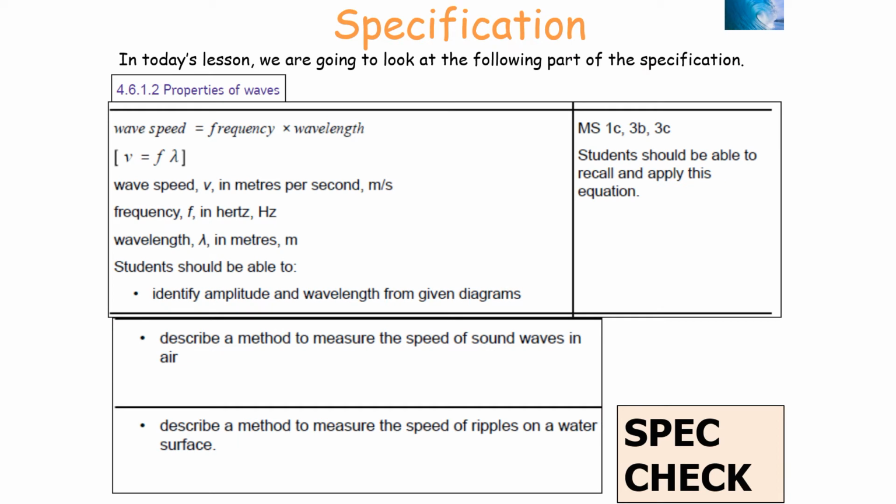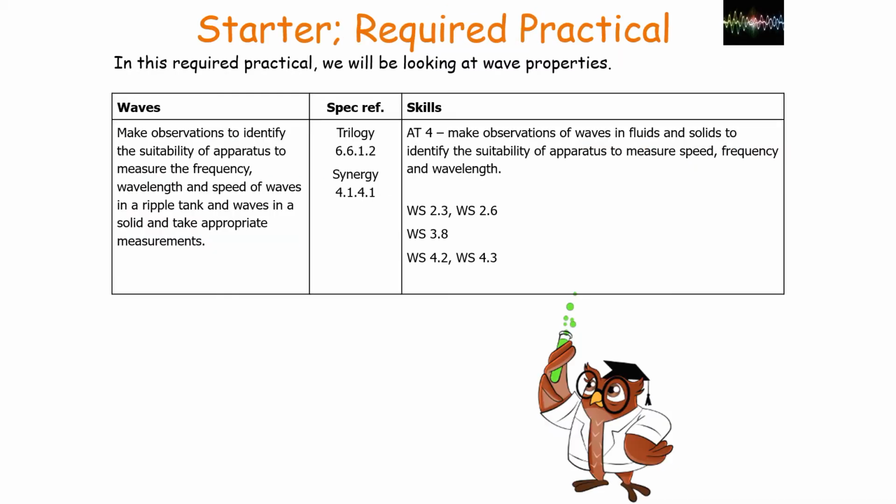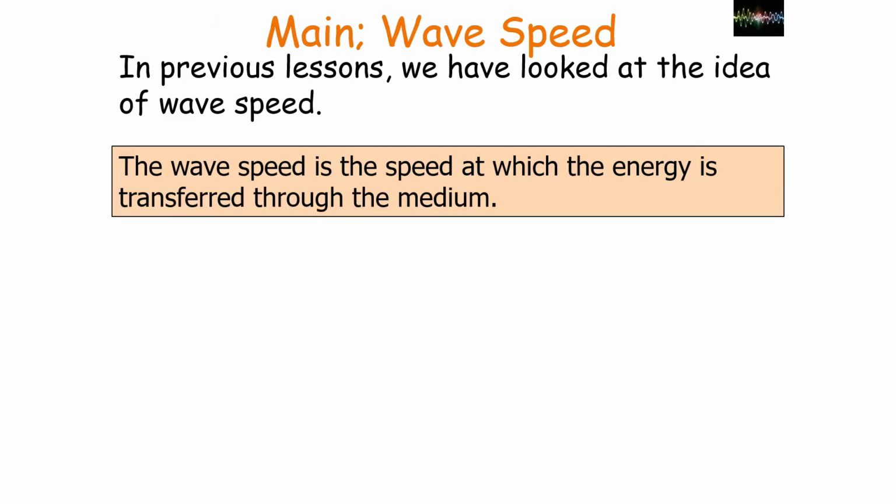So this forms the following part of the GCSE Combined Science specification 4.6.1.2 properties of waves, and in particular how to make observations to identify the suitability of apparatus to measure the frequency, wavelength and speed of waves in a ripple tank and waves in a solid and take appropriate measurements.